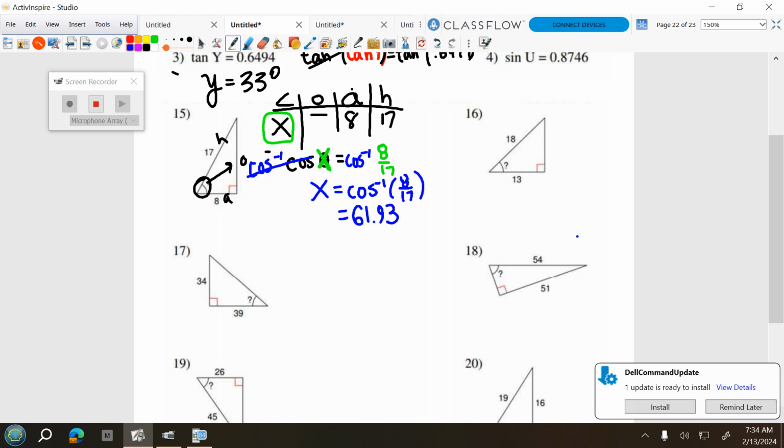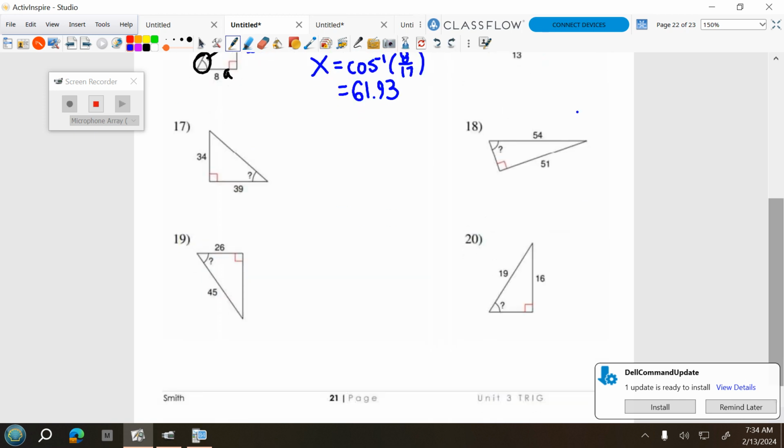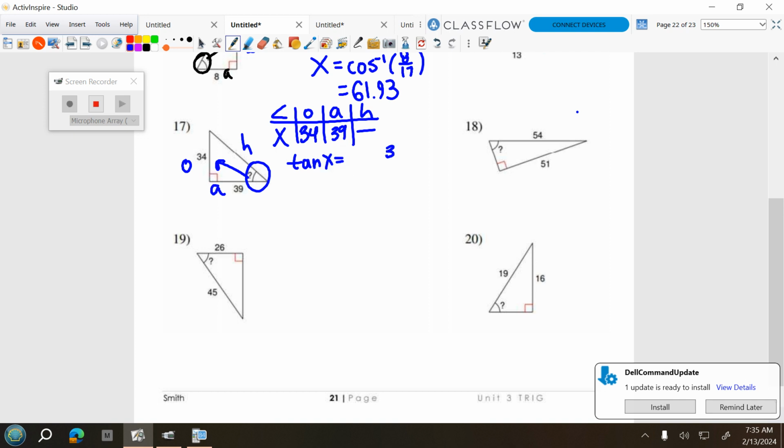Okay, moving on. Circle an angle, opposite, hypotenuse, adjacent. Do my box of knowledge, angle, opposite. Got x, 34, 39. This is going to be tangent of x equals 34 over 39. And apply the inverse, tan inverse. This cancels, x drops out.